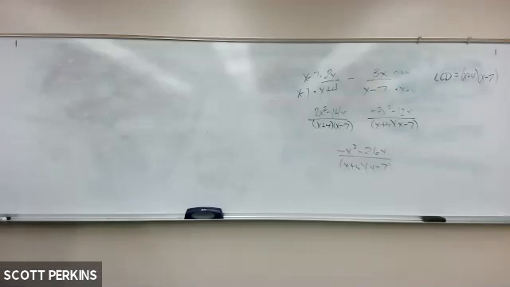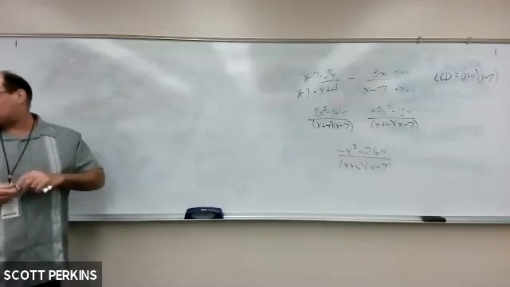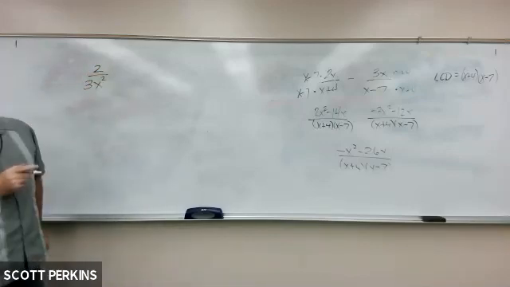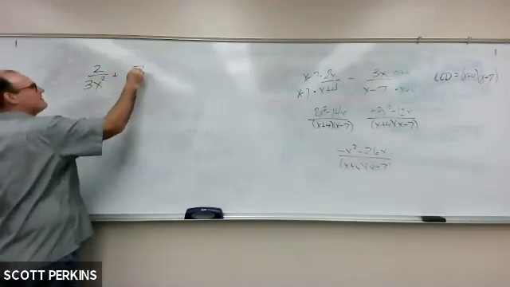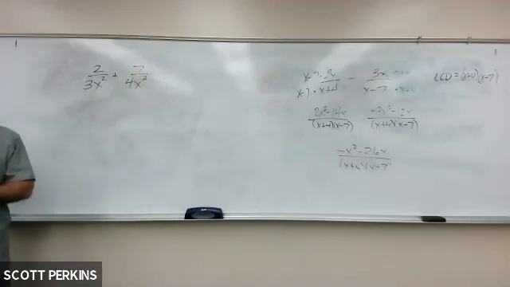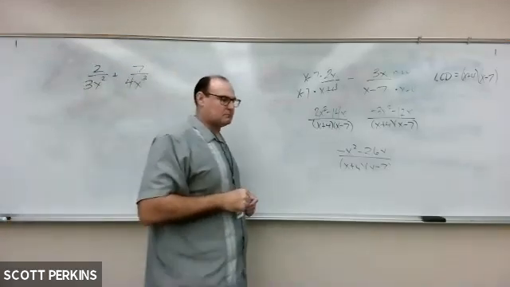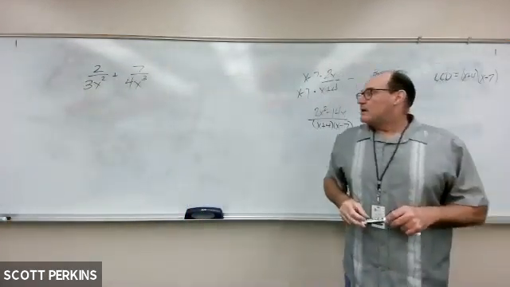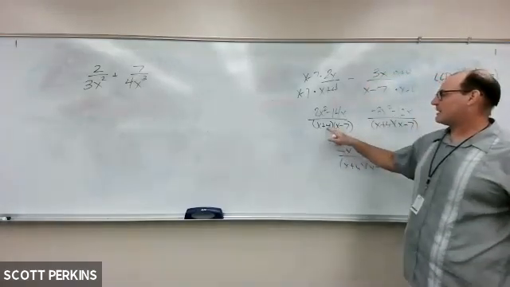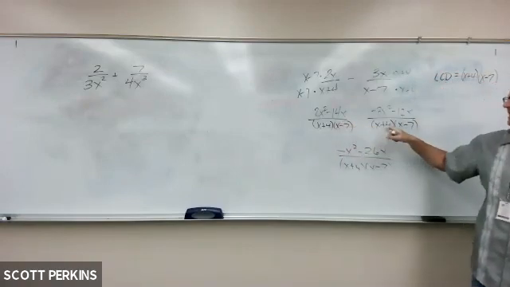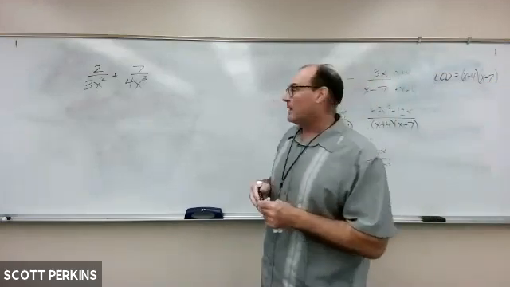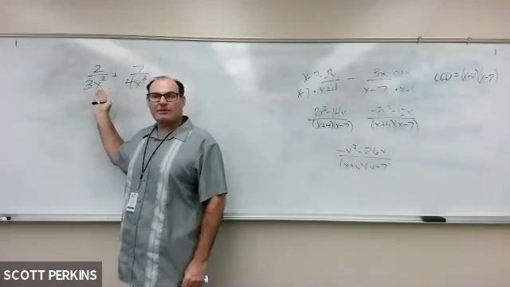All right, so here's another problem. It's going to be the same process, but this one looks a little different. So I've got 2 over 3x squared, and then plus 7 over 4x cubed. Now, the difference here is instead of having binomials as my denominator, like we've had over here, x plus 4, x minus 7, things like that, I've got 2 monomials. I've got things being multiplied together. Okay, so I can see the factors here.